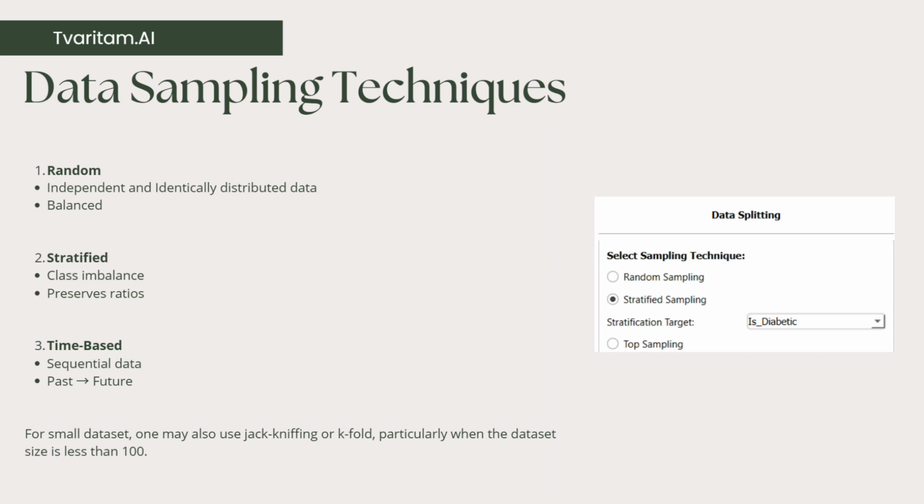Then we have time-based or temporal sampling, which is used for data which has a temporal order, where there is time series data or the order of the rows contains some meaningful information. So it is not random shuffling of the rows, it is split based on order. If you have 5 years of data, you want to train on the first 4 years and evaluate on the 5th year, then time-based or temporal sampling is used.